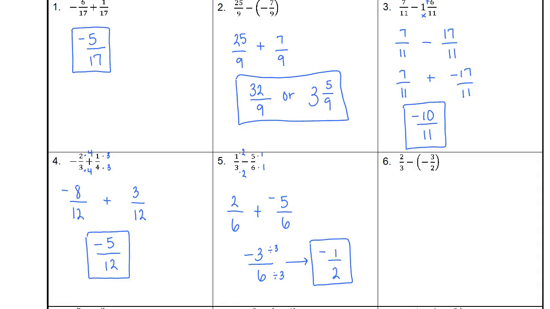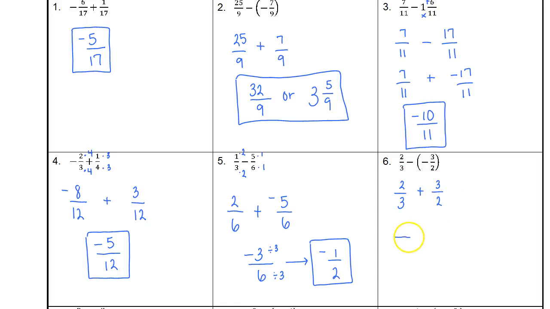For number 6, I have a problem in that I don't have a common denominator for the two fractions, so we'll have to think about that. Also, I'm subtracting a negative, so it would be much clearer if I change it to addition. So I'm first going to rewrite it as 2/3 plus positive 3/2, cleaning it up a bit.